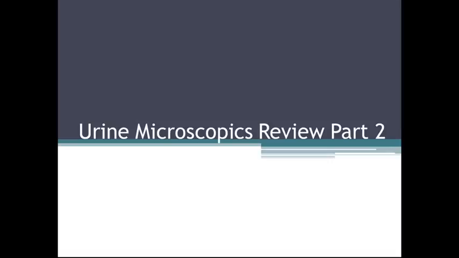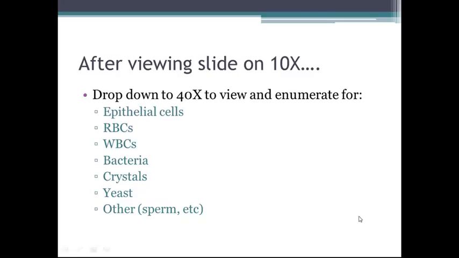Urine Microscopics Review Part 2. After viewing a slide on 10x, we then drop down to the 40x to view and enumerate the epithelial cells, red blood cells, white blood cells, bacteria, crystals, yeast, and other components such as sperm and artifacts.